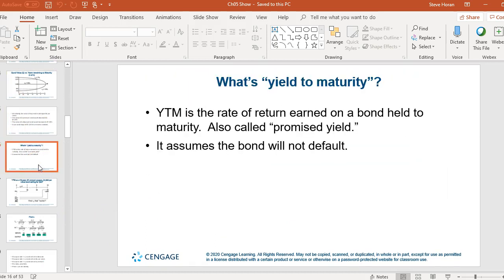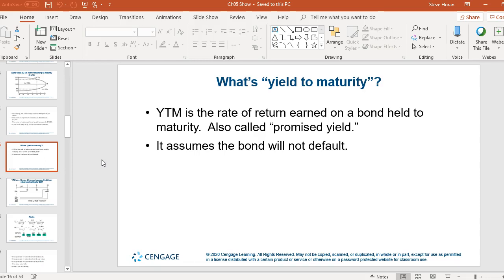Okay, so yield to maturity. Just think of what that means. Yield is a return. Yield is interest rate to maturity. And what that means is this is the yield that I'll receive if I buy a bond and I own it until it matures. Okay, so if I bought a 30-year bond today, and I'm an investor, and I intend to own it for 30 years, my yield to maturity is the rate of return that I'll receive by owning that bond until it matures.